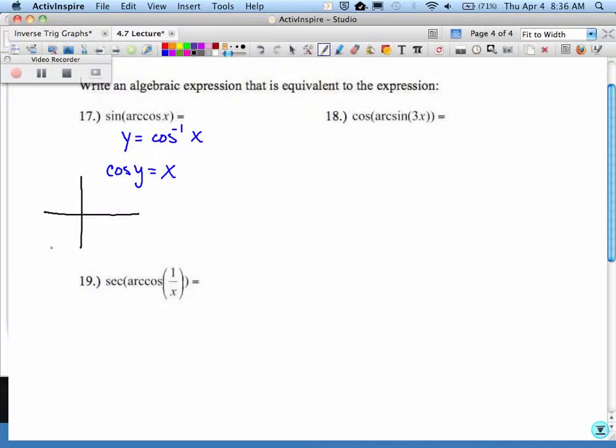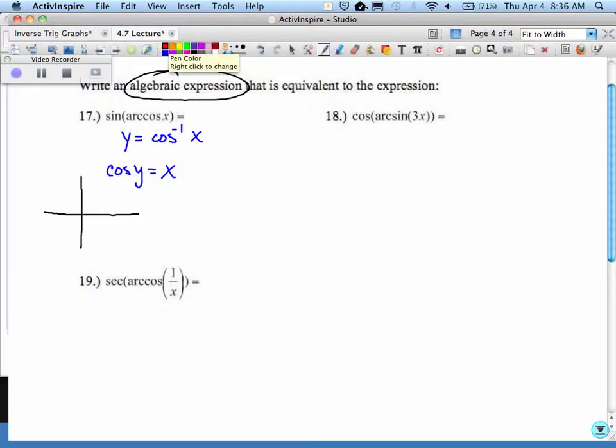Okay, so we're dealing with an arc cosine on the inside there. So I write some substitution, y, theta, whatever you want to call it, is equal to cosine inverse of x, and cosine of y is equal to x. Now the problem here is that it's x. You know, it's some sort of algebraic expression. I don't know what it is.